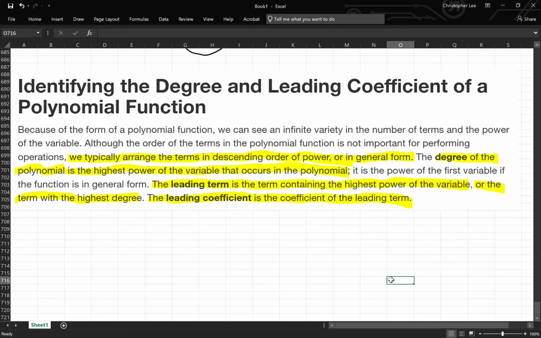The degree of the polynomial is the highest power of the variable that occurs in the polynomial. So it is the power of the first variable in the function if the function is in general form. The leading term is the term containing the highest power of the variable, or the term with the highest degree. The leading coefficient is the coefficient of the leading term. It's the number that's in front of it.